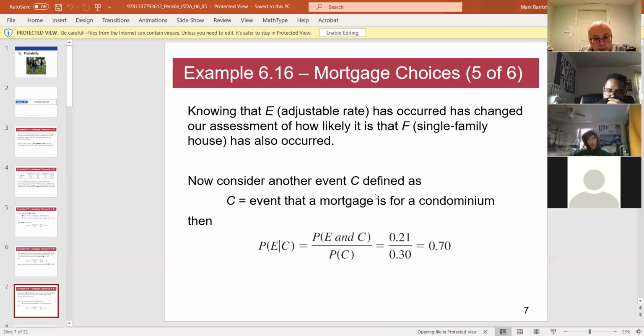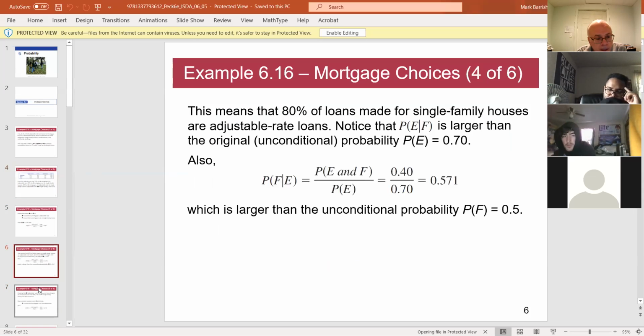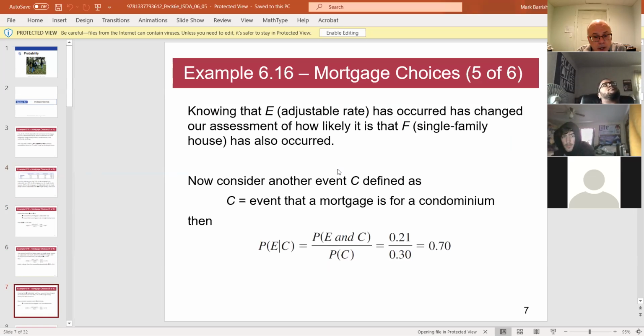All right, here's another event: that a mortgage is for a condominium. Go back to the table here. So we're now dealing with this column. What's the probability that a person took out a mortgage for a condo? 30%. That's the marginal total for this column for condos. What if we wanted to know the probability of E, that we have an adjustable rate mortgage, given that we know that the person has a condo?